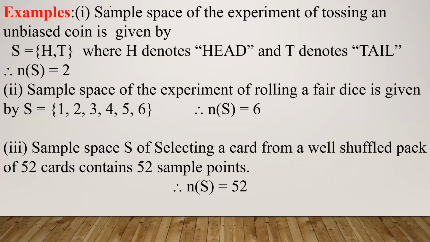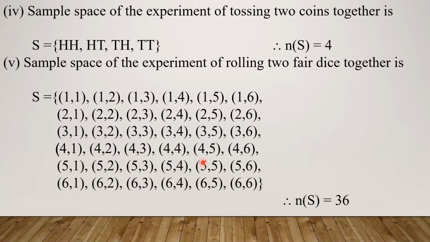Let us see here some examples. The sample space of the experiment of tossing an unbiased coin is given by S equal to H and T. So n of S is 2. The sample space of the experiment of rolling a fair dice is given by S equal to 1, 2, 3, 4, 5, 6. So n of S is 6. The sample space of the experiment of tossing two coins together will be HH, HT, TH and TT. So n of S will be 4. Similarly, the sample space of the experiment of rolling two fair dice together will contain 36 sample points.